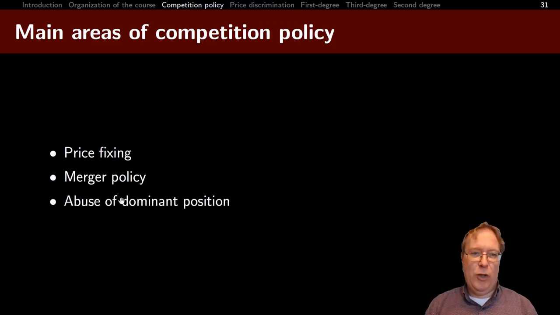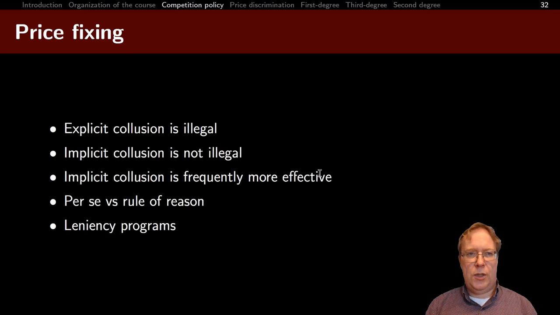And indeed, if you are a monopoly, if you have a dominant position, you should not abuse that position. More on that later in this course. So first, price fixing. Well, you cannot make explicit agreements with your competitor to fix prices. Implicit collusion, where you don't actually make agreements, but it turns out that you both set a high price, is not strictly speaking illegal, but we'll get back to that when we discuss collusion in a couple of weeks. There are also leniency programs in place.